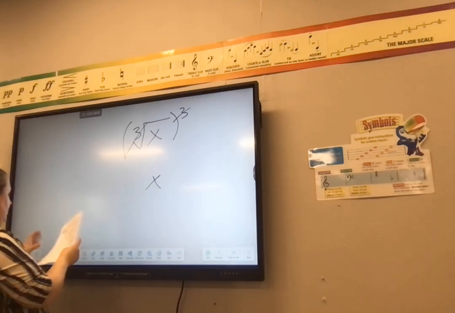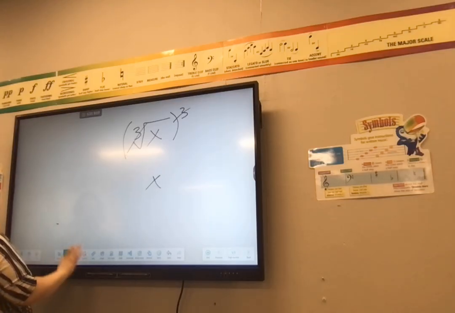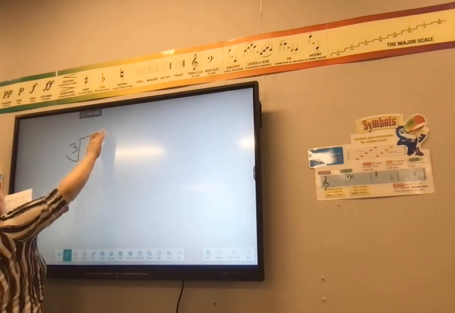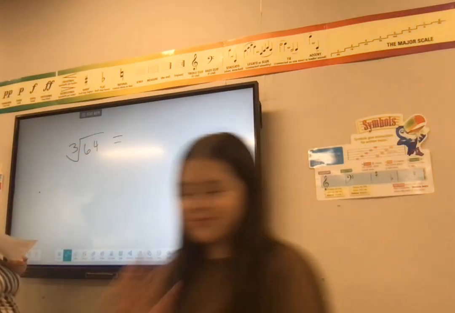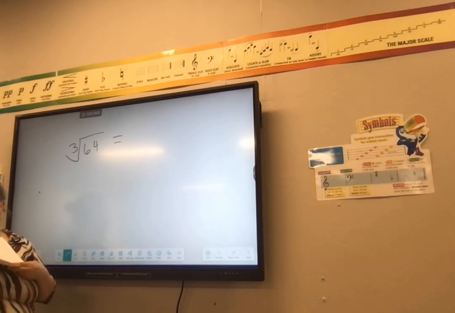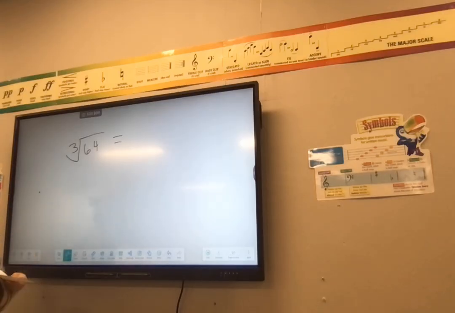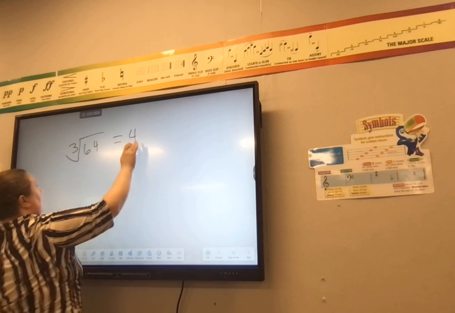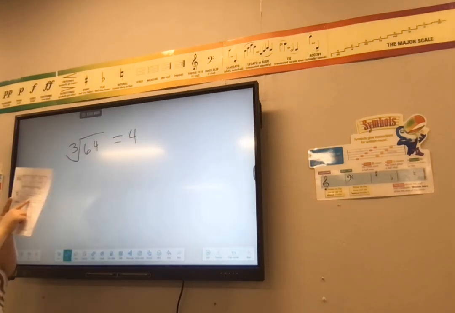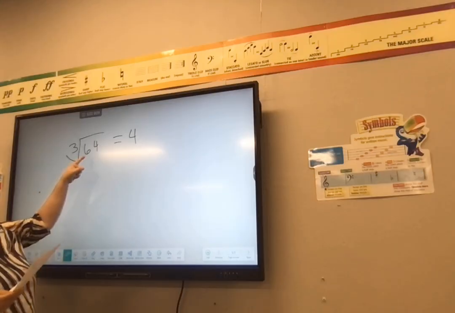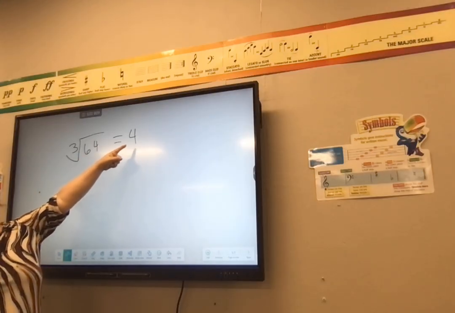All right, if I have the cube root of 64, you have to think, what times itself 3 times gives me 64? Is he correct? Yes. If you look up here on your list that you just wrote, 4 to the power of 3 is 64. So the cube root of 64 should be 4.